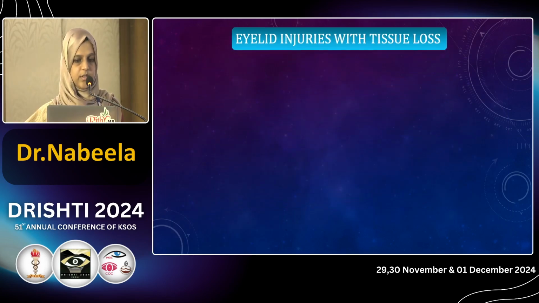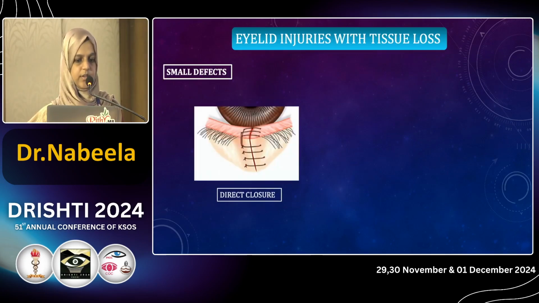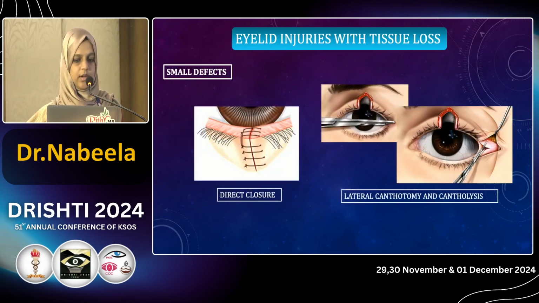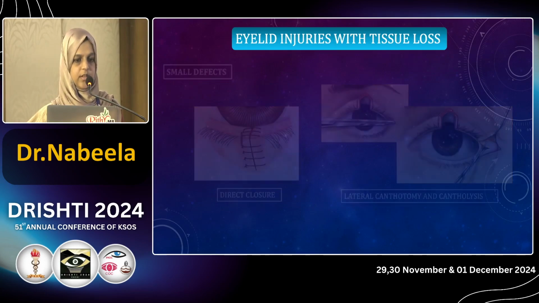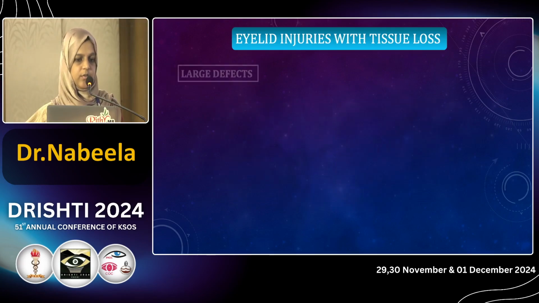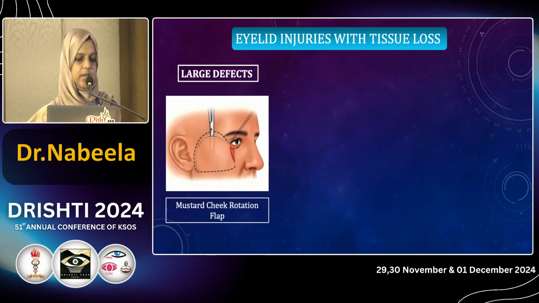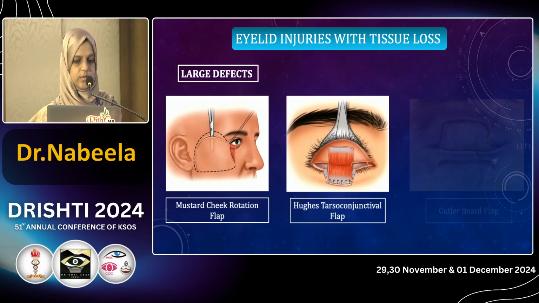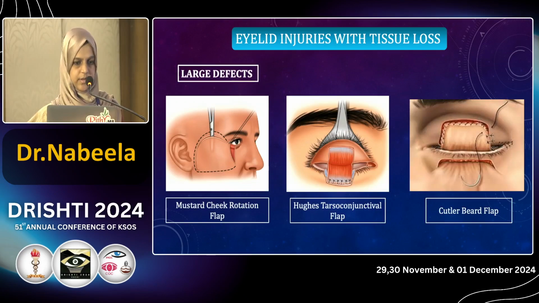So when you have tissue loss, for small defects you can do a direct closure or a lateral canthotomy with cantholysis. For moderate defects you can go with a tenzel semicircular flap, and for large defects you can go with flaps like Mustarde cheek rotation, Hughes tarsoconjunctival, or a Cutler-Beard flap.